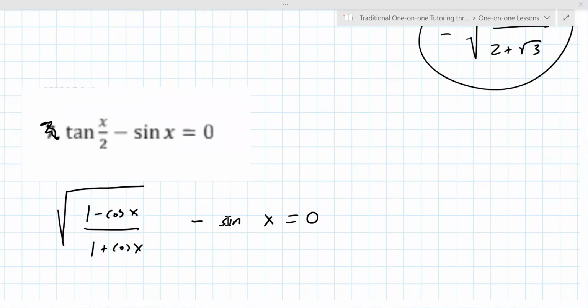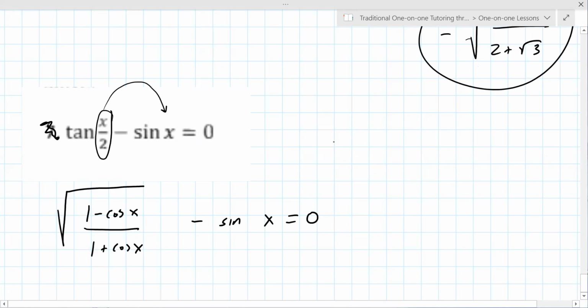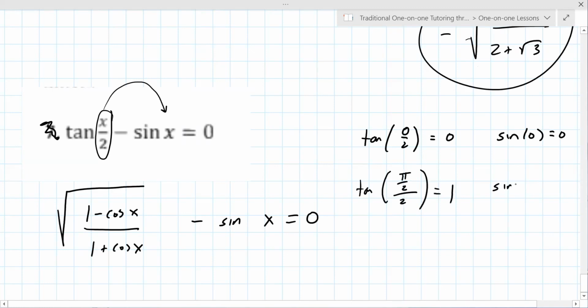And when you look at the graph, the answers are somewhat nice. What we're looking for is on the unit circle where half the angle gives you the same value as that one. So, for example, we'll start with 0. At 0, tangent of 0 over 2 is 0 and sine of 0 is 0. So the next interesting one is tangent of pi over 2 over 2, which is really pi over 4. That's 1. And sine of pi over 2 is also 1.